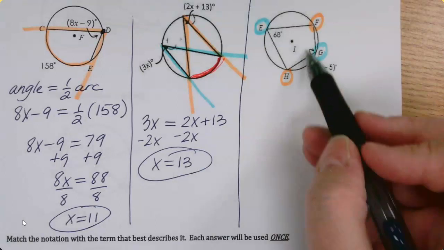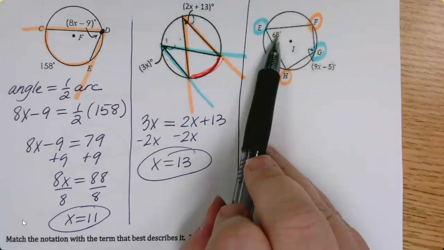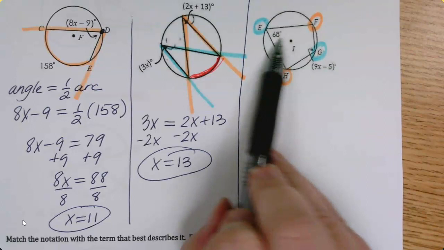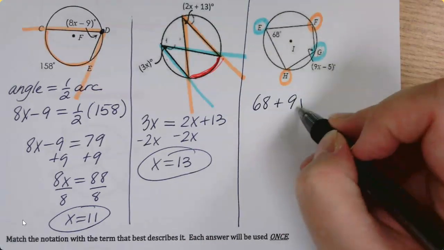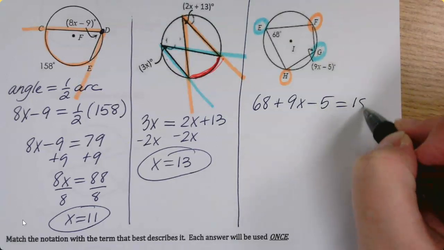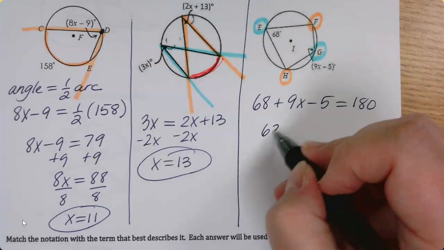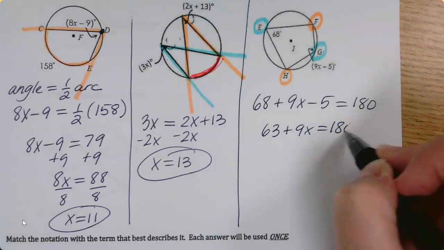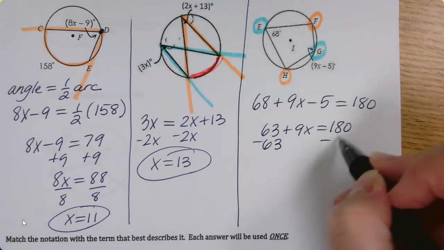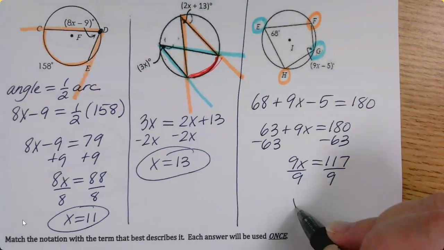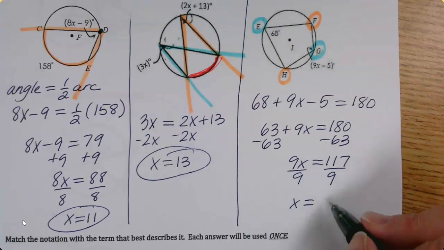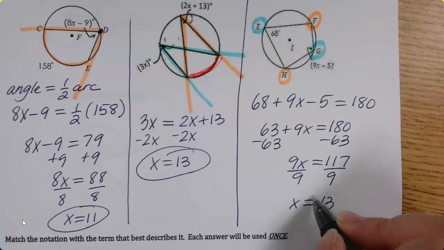You can't fit a quadrilateral in a circle like this if the opposite angles don't add to 180. So these two have to add up to 180. They have to be supplementary. So 68 plus 9x minus 5 has to equal 180. That's 63 plus 9x. And then I just solve. What is that? That goes 1 time 1, 3. There we go. 13. X is 13.